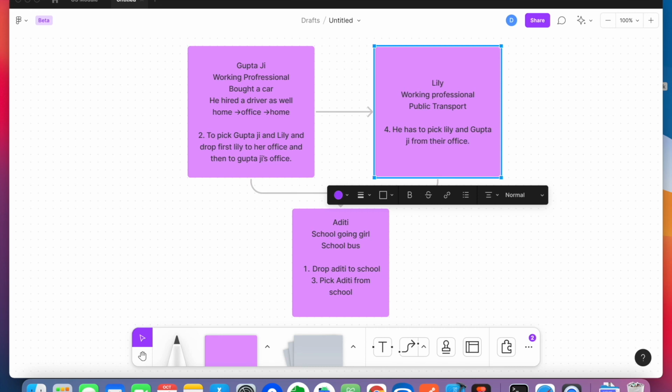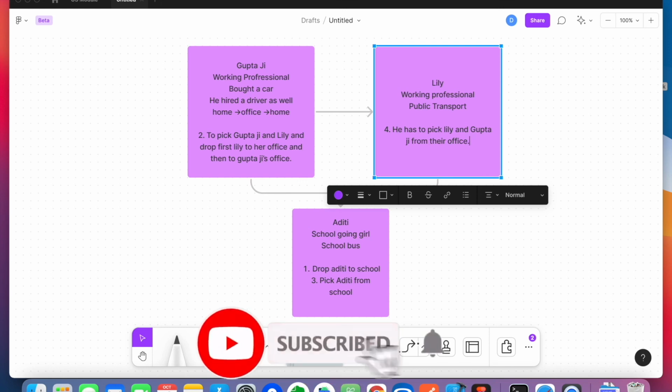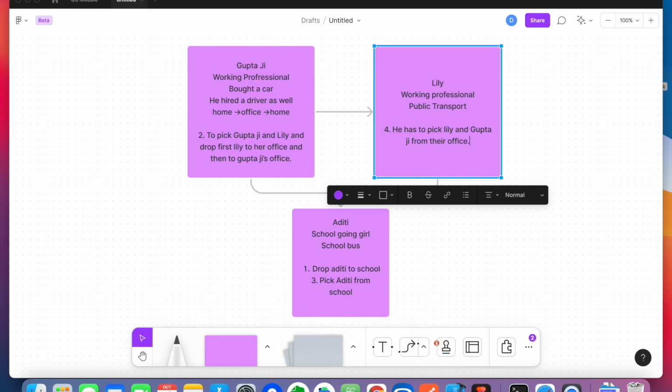So what basically Gupta ji did, Gupta ji utilized his driver's idle time and made him multitasking. Earlier he was just sitting idle. Now he is doing everything that Lily and Aditi were doing themselves. Now he's helping them as well, and he's helping Gupta ji as well. So by making his driver multitasking, Gupta ji is able to complete his and his family's daily transportation routine.